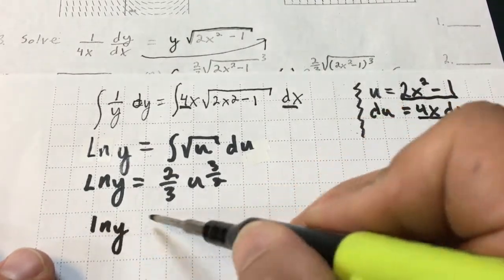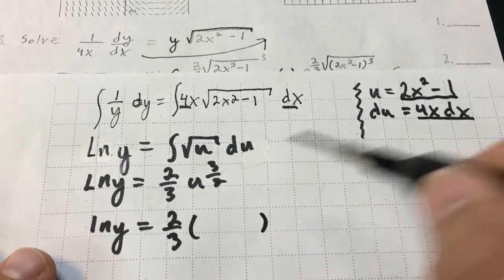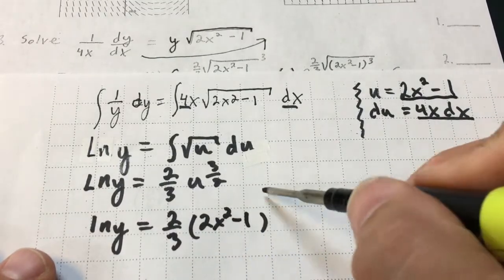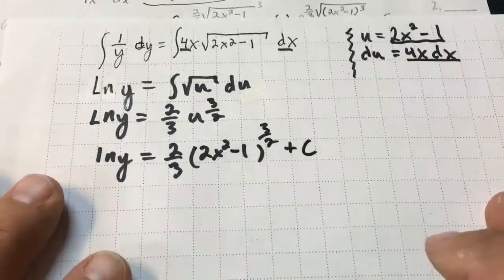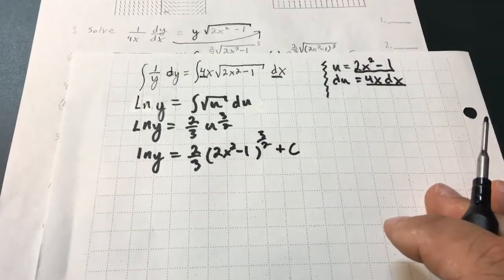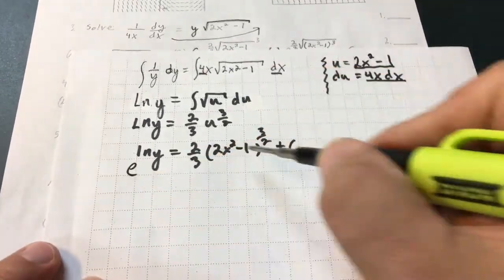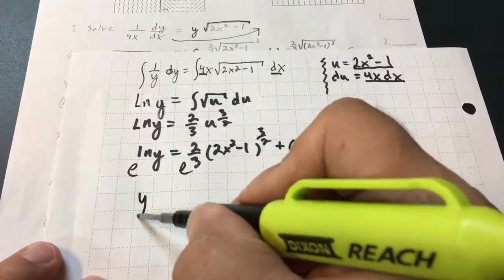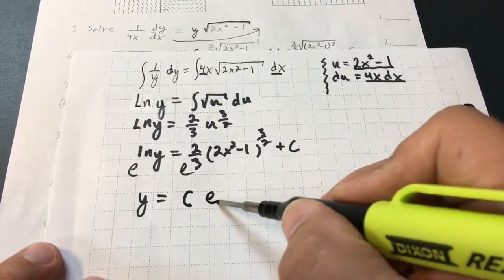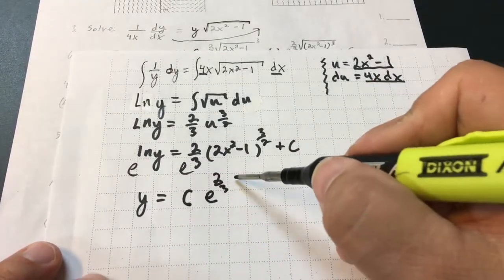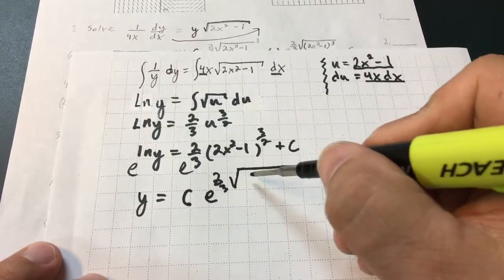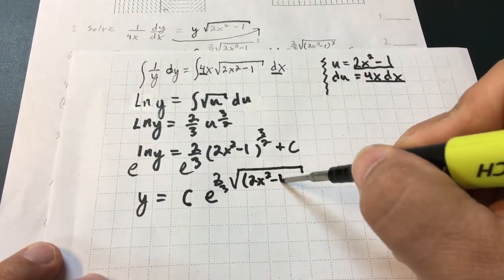So it's going to give me ln y equals 2/3 (2x squared minus 1) to 3 halves plus c. Now what I would like to do is solve for y. So I'm going to base e both sides. Y throwing 1 up here. This is going to give me y equals c e to the 2/3 square root 2x squared minus 1.